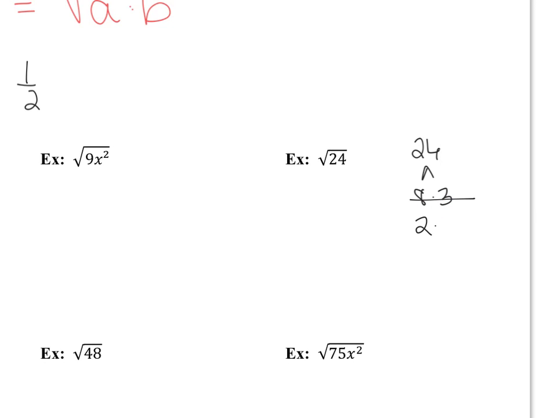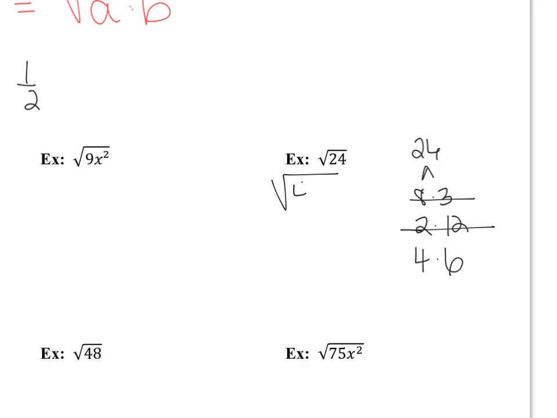24 can also be divided by 2 and 12, so same thing. I don't know the square root of 2, and I don't know the square root of 12. They're not perfect squares, so I ignore them. But one set of numbers that can divide 24 is 4 and 6. 4 is a perfect square, so that's the pair that I want to use.